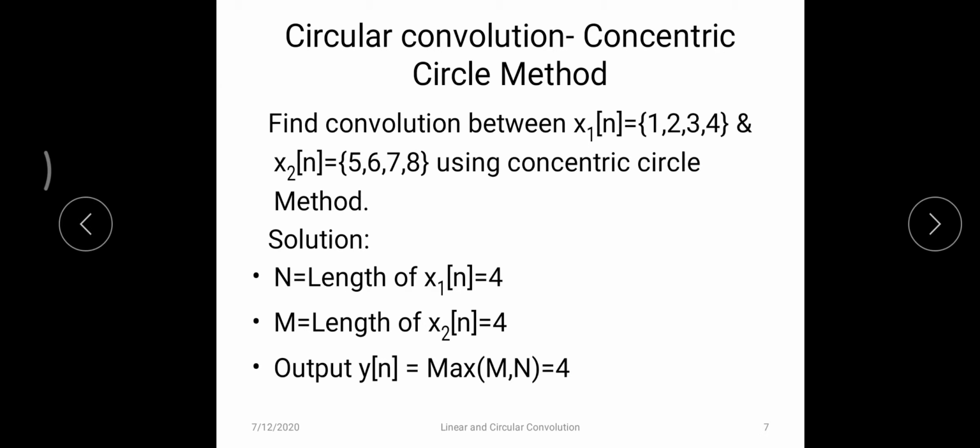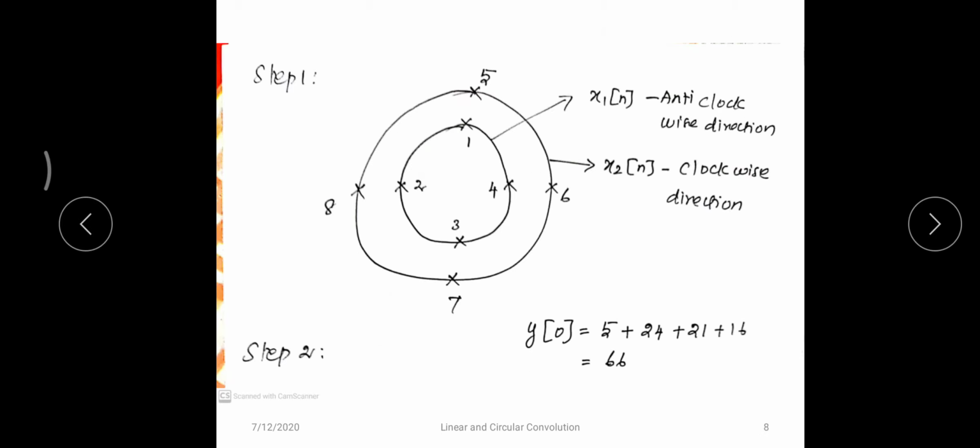Now if I see the samples given in x1 of n, x1 of n is nothing but 1 2 3 4. Okay, put a circle and place the values in an anti-clockwise direction. We can start from any point. So I started at this point, 1 2 3 4. I placed all the 4 values in the anti-clockwise direction.